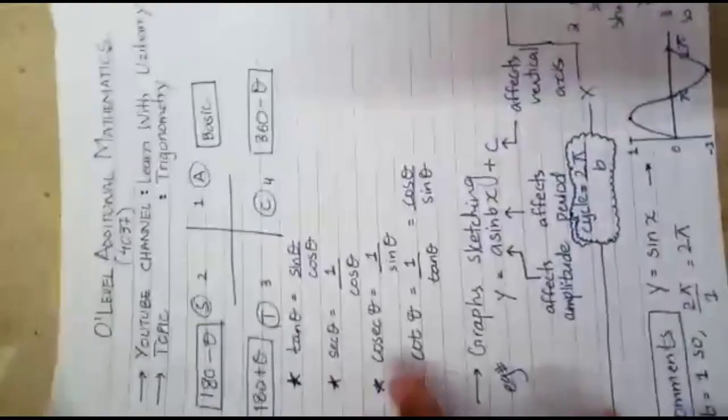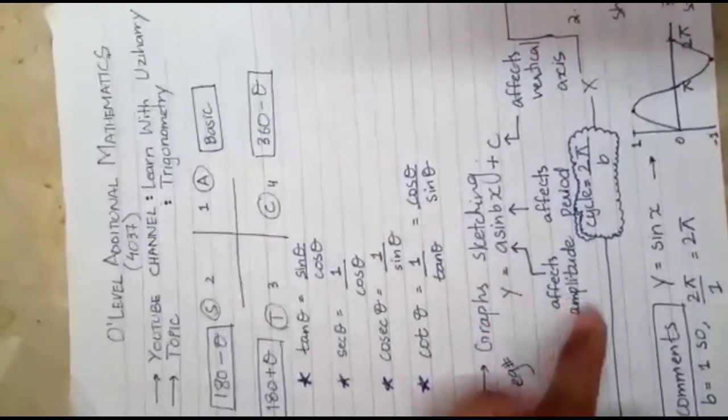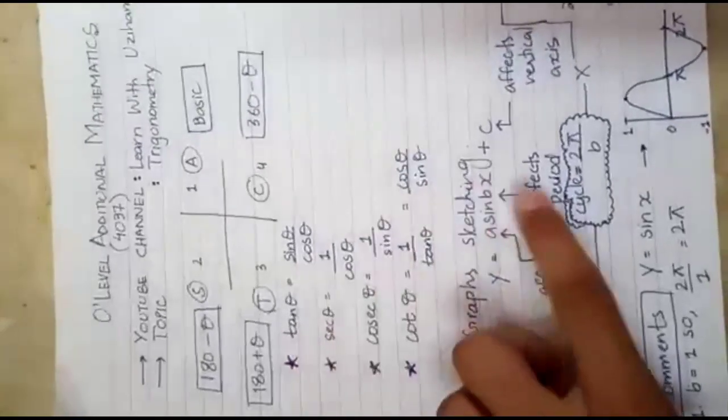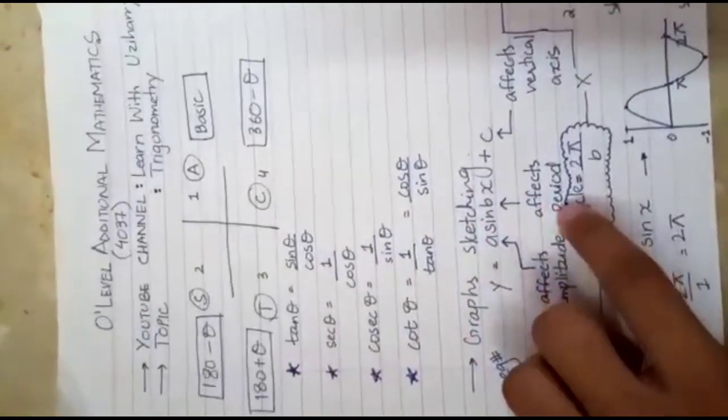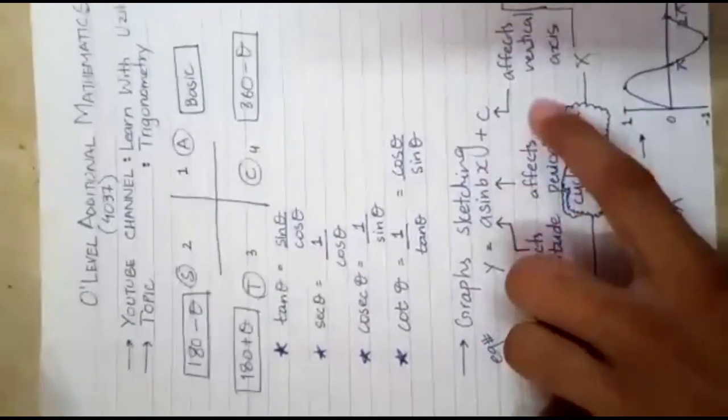For this, take the example y equals a sine bx plus c. The value multiplying the sine is the amplitude. If you have studied O-level physics, you should know that amplitude means the maximum displacement from the undisturbed line to the peak. The period is affected by b, the value written with the angle x. And plus c affects the vertical axis. I am going to show you all these things.